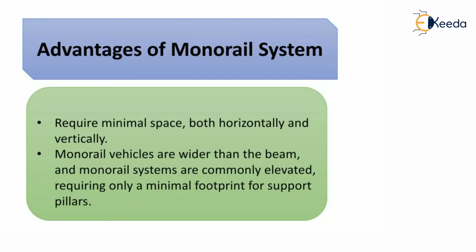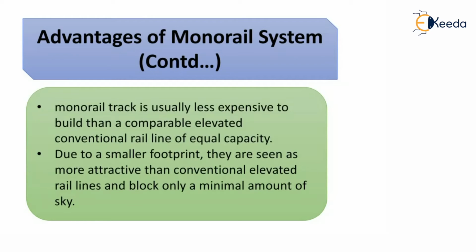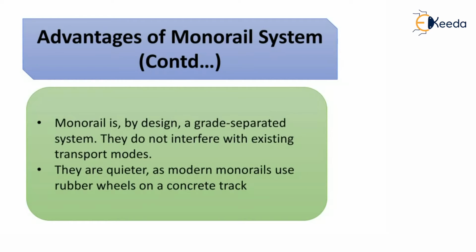Now the advantages. As we have seen the benefits, it requires minimum space. The vehicles are wider than the beam, and the monorail systems are commonly elevated, so there is a minimal footprint for the support pillars. They are usually less expensive and have a small footprint. And monorail is by design a grade separated system. They do not interfere with existing transport modes. They are quieter as modern monorails use rubber wheels on the concrete track.